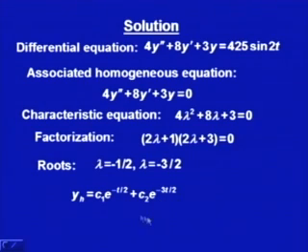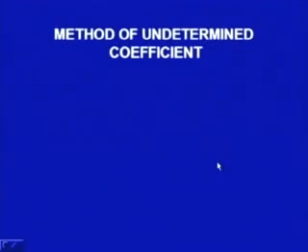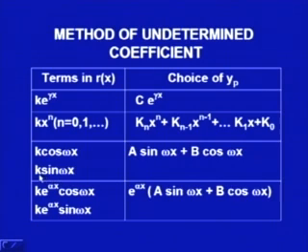Now, for finding out the particular solution for this non-homogeneous one, since we have a linear differential equation with constant coefficients and the right hand side is of a special form, we can use the method of undetermined coefficients. So, based on this we go to the table which says that if my right hand side is of the form k sin ωx, then I should choose my yp as a cos ωx plus b sin ωx. So, let us move to the solution.